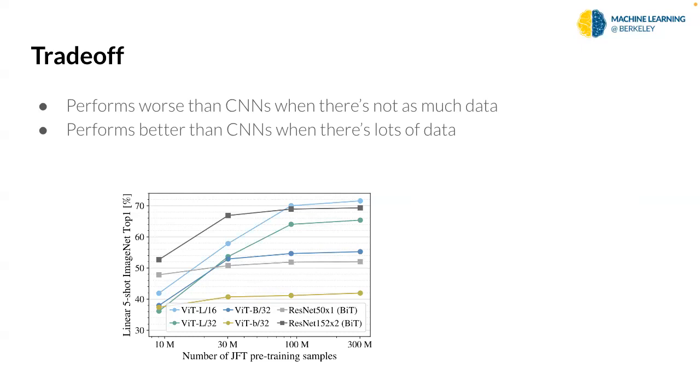And on the y-axis, it has the 5-shot ImageNet top 1%. So just essentially it's accuracy, if you were given the top 5 predictions that a model has and seeing if it was correct in them. And the major thing to take away from this graph is that it's true, convolutions still remain more performant if you look at these ResNet models when you have lower amounts of data available.